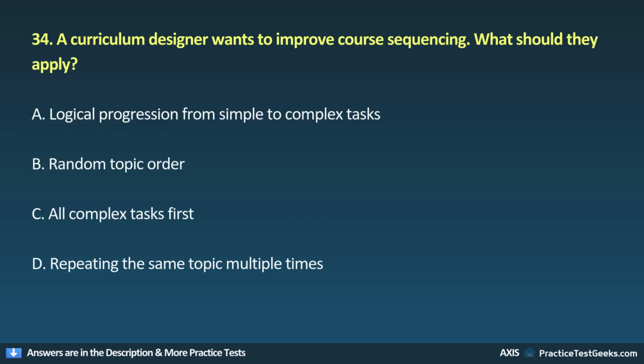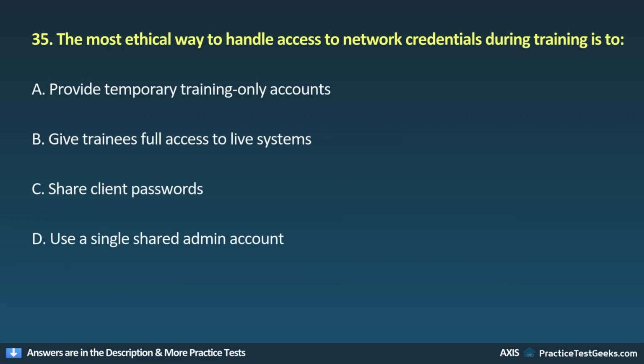34. A curriculum designer wants to improve course sequencing. What should they apply? A. Logical progression from simple to complex tasks. B. Random topic order. C. All complex tasks first. D. Repeating the same topic multiple times.